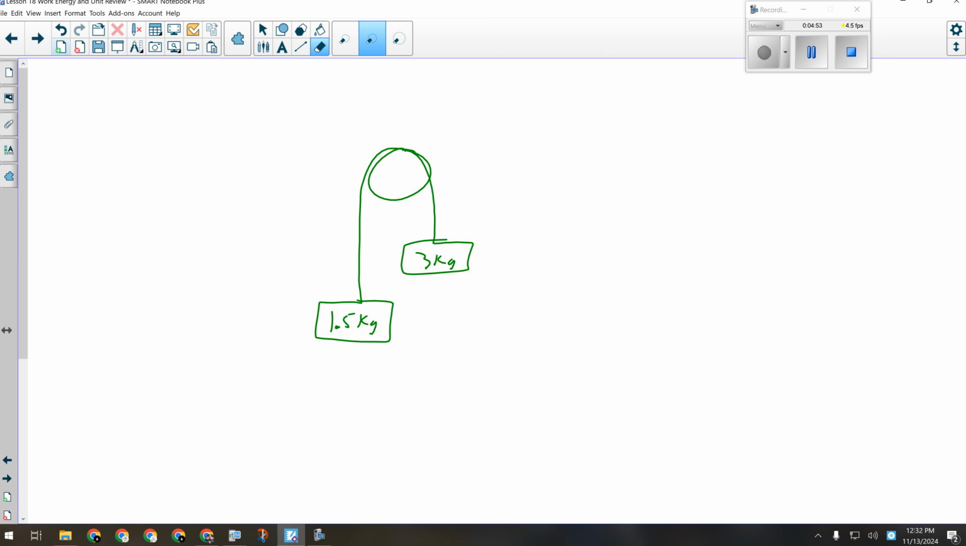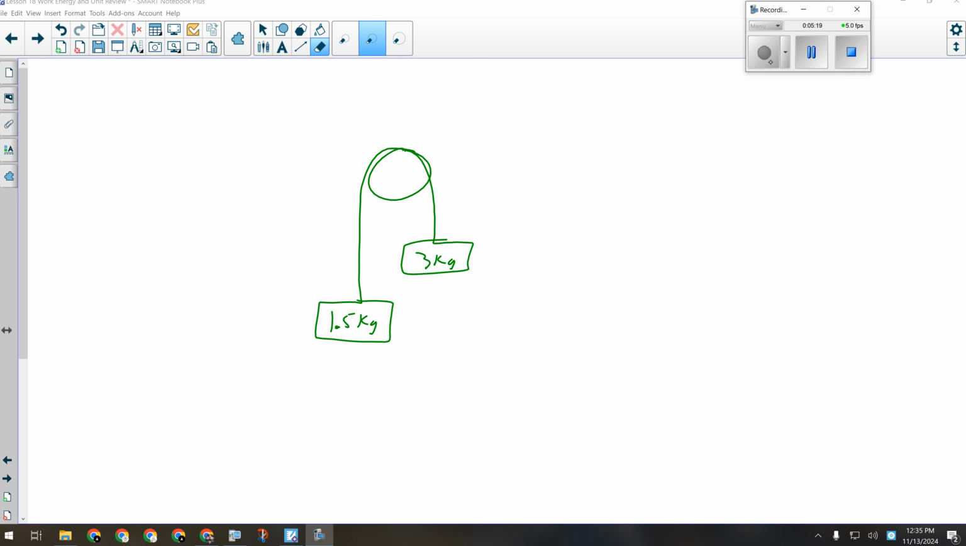Okay, so these two masses are hung over a frictionless vertical pulley. I want the acceleration of the 3 kilogram mass. What's the big trick with all systems questions? The acceleration is calculated by using the total mass of the system. All parts of the system have the same acceleration.